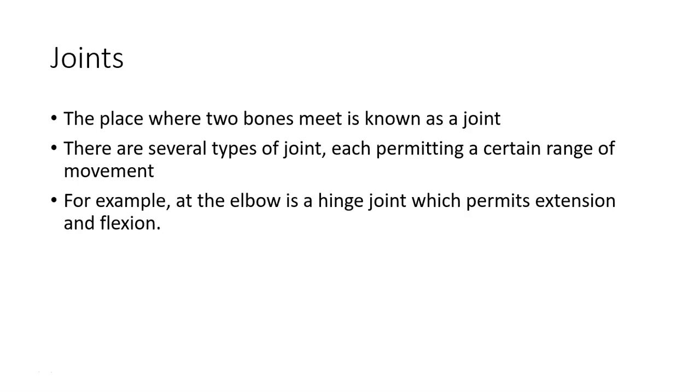I hope you learned. If you want to remember, you have to go back and watch the video a couple of times, step by step, and again try to remember. What about joints? What are joints? The place where two bones meet is known as joint. So if two bones are attaching to each other, that means that that place is joint. There are several types of joint, each permitting a certain range of movement. For example, the elbow is a hinge joint, which permits extension and flexion.